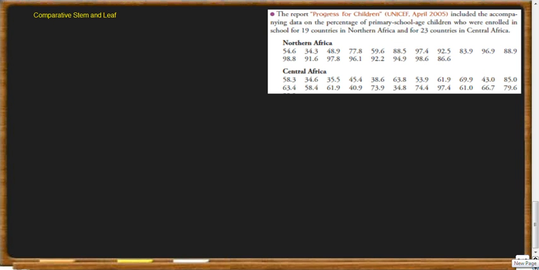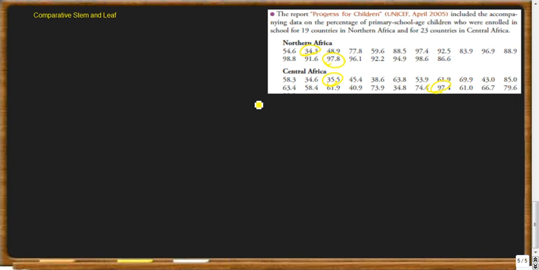And then lastly, you have a comparative stem and leaf plot. This is where you're going to draw to the left and right of your data. So here we're talking about primary school age children who are enrolled in school, or the percentage of them, and this is Northern Africa versus Central Africa. So you can kind of see the distributions based on each of these. It looks like we've got a 30 here, a 30 here, and we've got up to the 90s. So we've got some large ones.